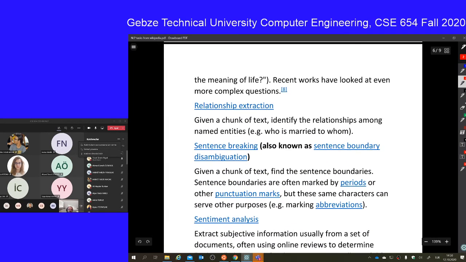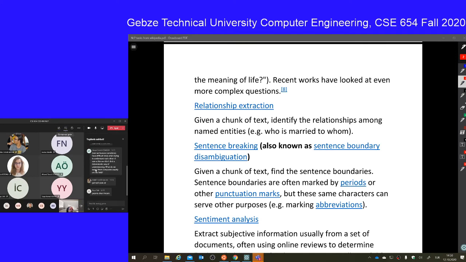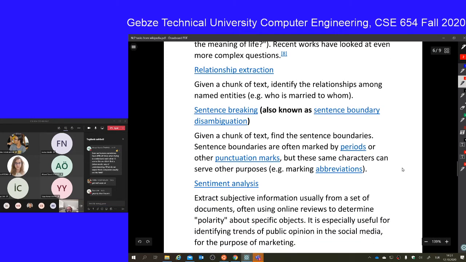Relationship extraction has something to do with named entity recognition. With named entity recognition, you assign labels to the members of a sentence, like person, time, organization, etc. Relationship extraction assigns relationships between the persons, for example, who is married to whom, or which date comes after what date, what is the relation between two organizations. Okay, I don't think that we will spend much time on it.